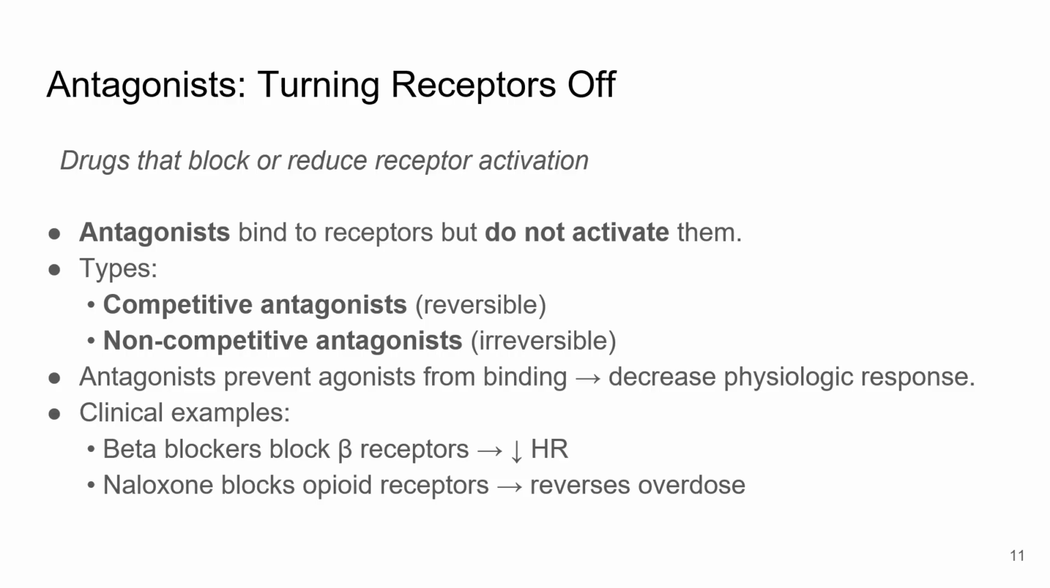For example, beta blockers block the beta receptor, which lowers the heart rate and reduces the cardiac workload. Naloxone, which reverses opioids, blocks opioid receptors, rapidly reversing the effect of opioids during an overdose. So the key takeaway is that antagonists are critical for controlling excessive physiologic activity and for emergency reversal of drugs.